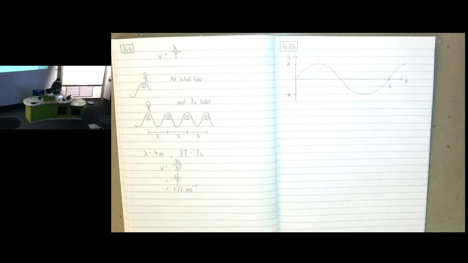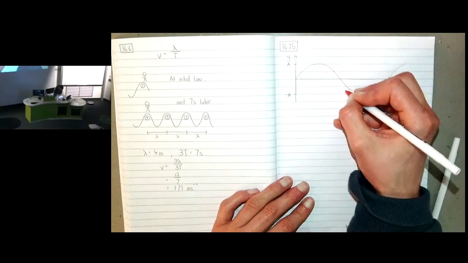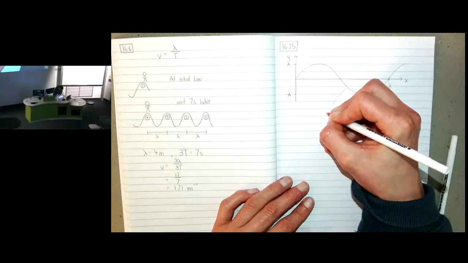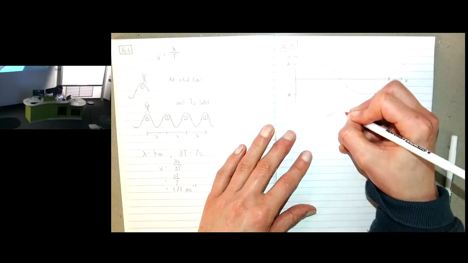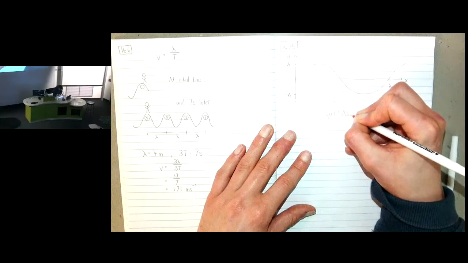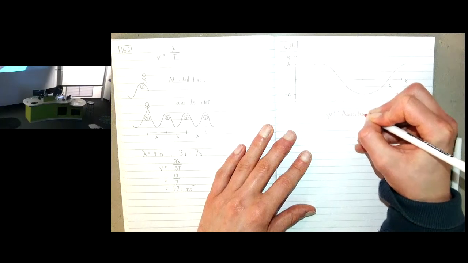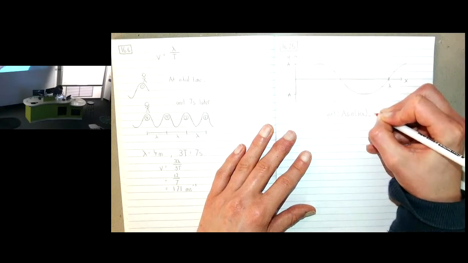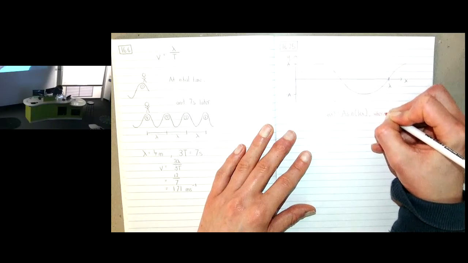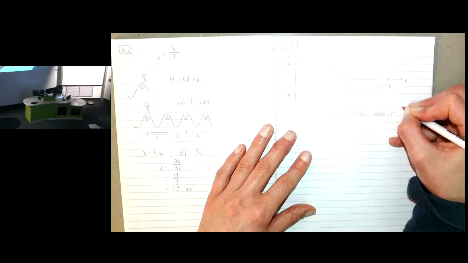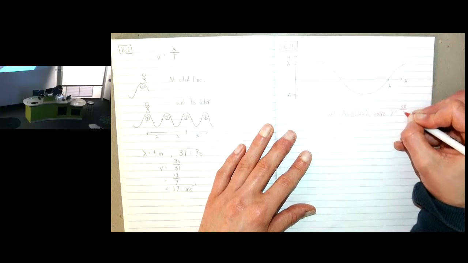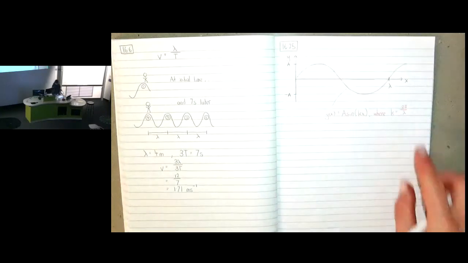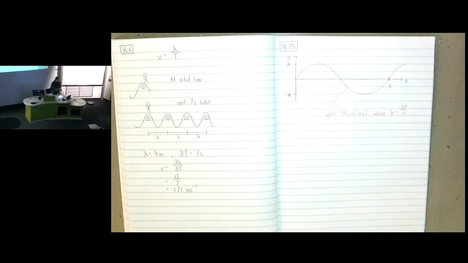Now, when we were here before, we did come up with a mathematical description of it, and that mathematical description was that y of x is equal to the amplitude multiplied by the sine of kx, where k is the wave number, and that's given by 2 pi divided by lambda. So 2 pi divided by the wavelength.